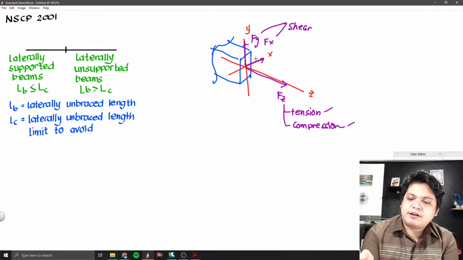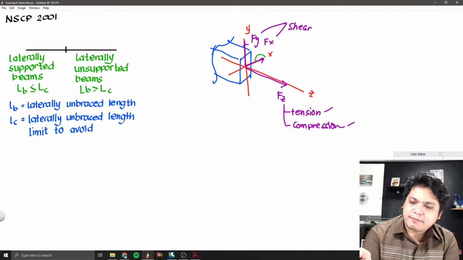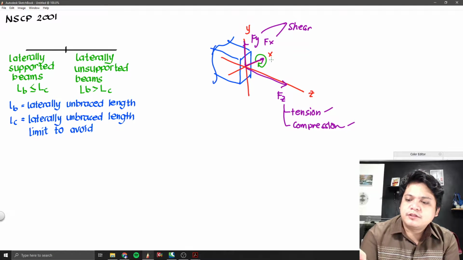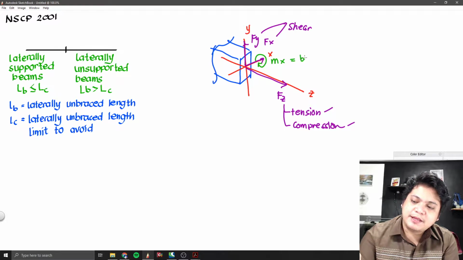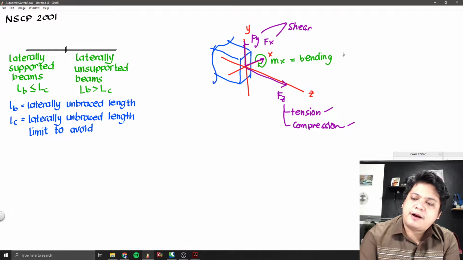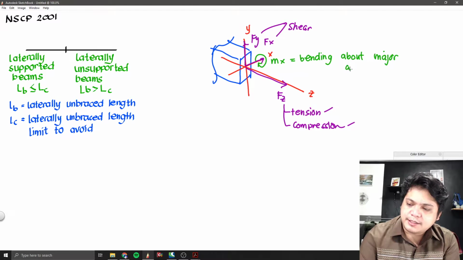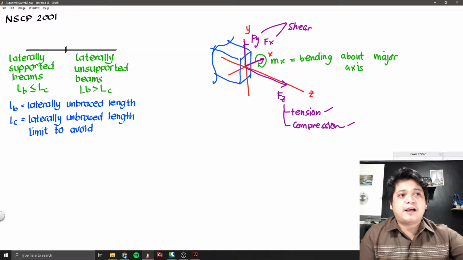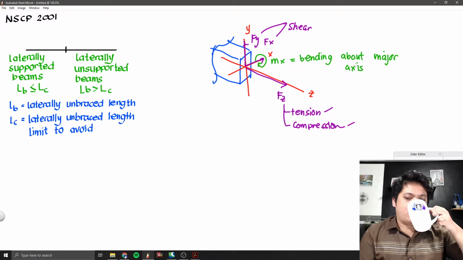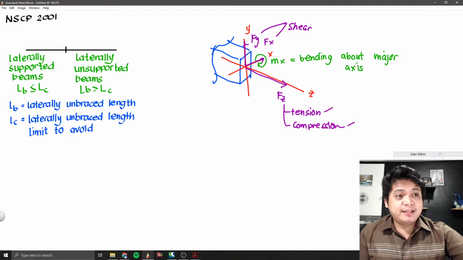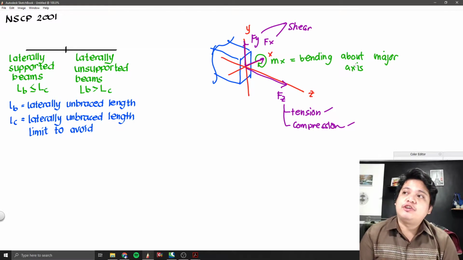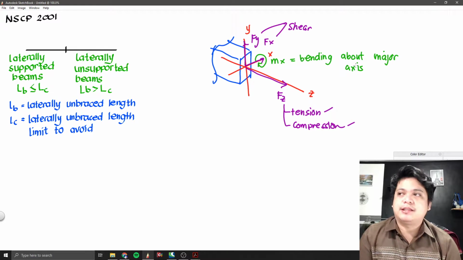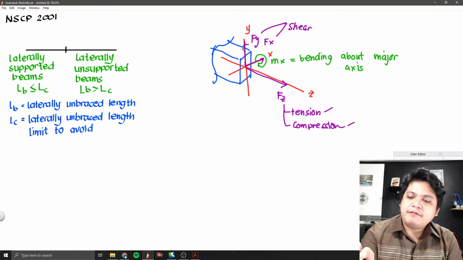Okay? So, meron ako ditong MX. Okay? So, papaikutin ko ng paganto yung aking beam. So, that is your MX. Tawagin natin to. Okay? This is bending about major axis. Okay? So, sabi natin kapag major axis, nade-determine natin siya based dun sa ating moment of inertia, no? The greater the moment of inertia, mas greater yung ating axis on that, no?